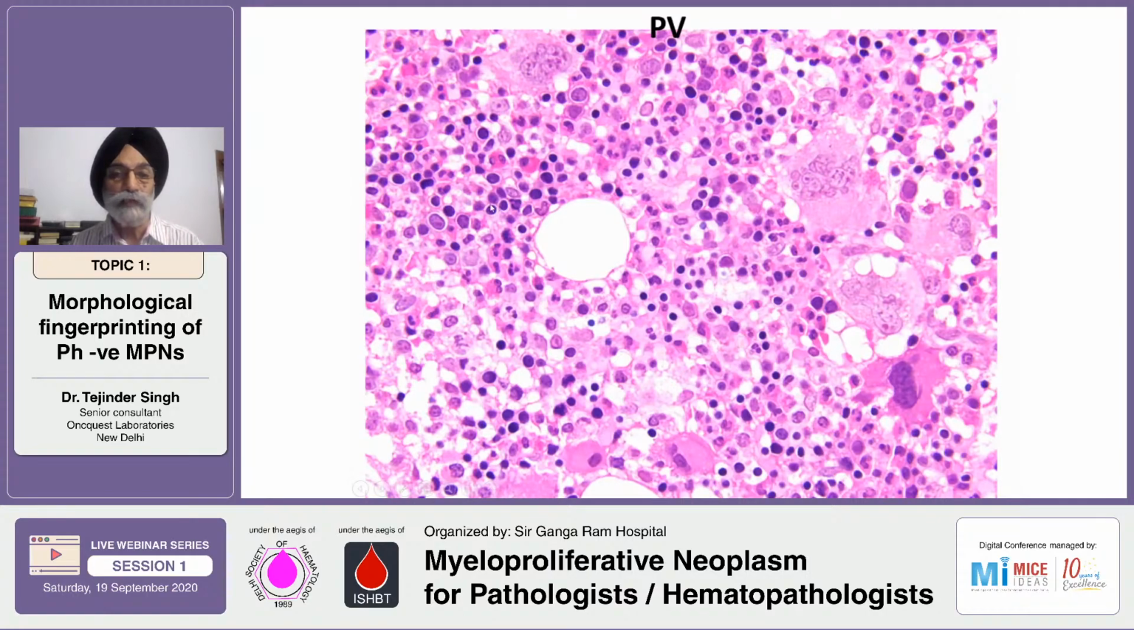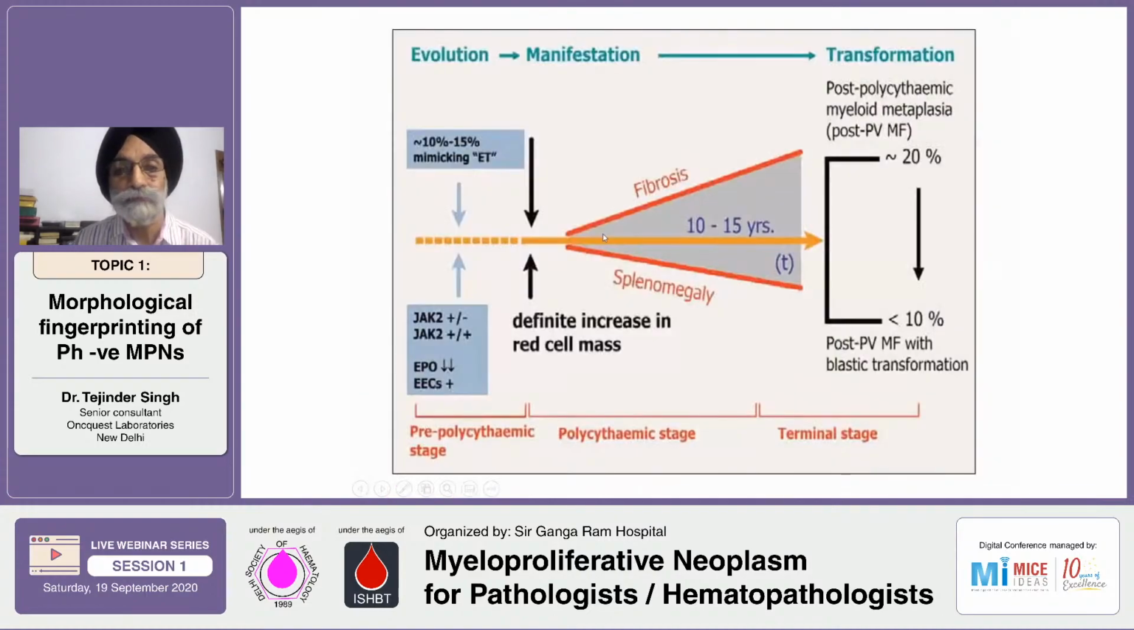And that is a high-power view. You can see the erythroid proliferation, clusters of these normoblasts, the dark ones, and then you find the myeloid proliferation, megakaryocytic proliferation, and all megakaryocytes are different from each other. That is what WHO labels as pleomorphic megakaryocytes in a case of polycythemia vera.